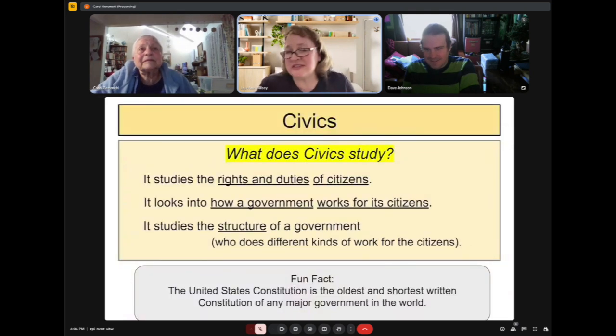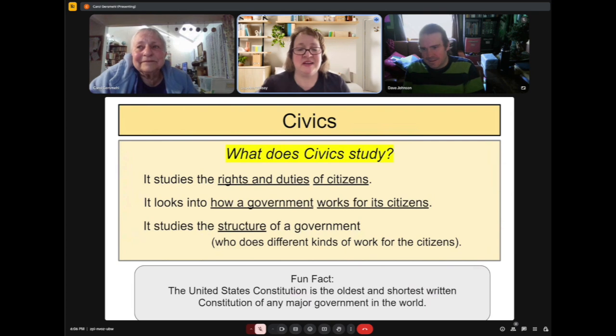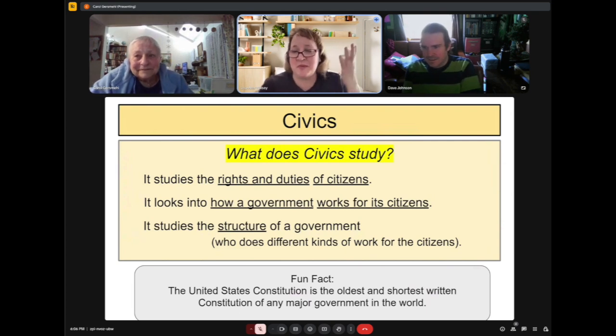What is the study of civics? We define it there with rights and duties and how the government is supposed to work for its citizens, and the structure of government. I had a fun fact in there, and it was half done, and I realized I couldn't remember what I was going to put there. So I thought, you know what? Let's talk about the Constitution, because our whole government is based on the Constitution. And it's the oldest and shortest written constitution of any major government in the world.